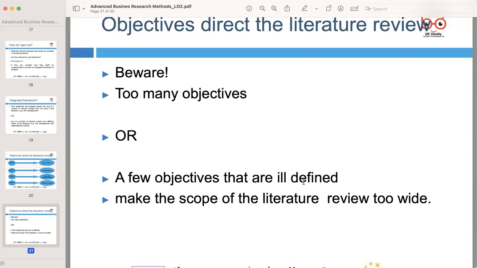A wider scope can overwhelm you with an excessive amount of literature to review, making it challenging to stay focused and deliver a comprehensive analysis. Narrowing down the scope helps you explore deeper into specific research areas and provide more meaningful insights.